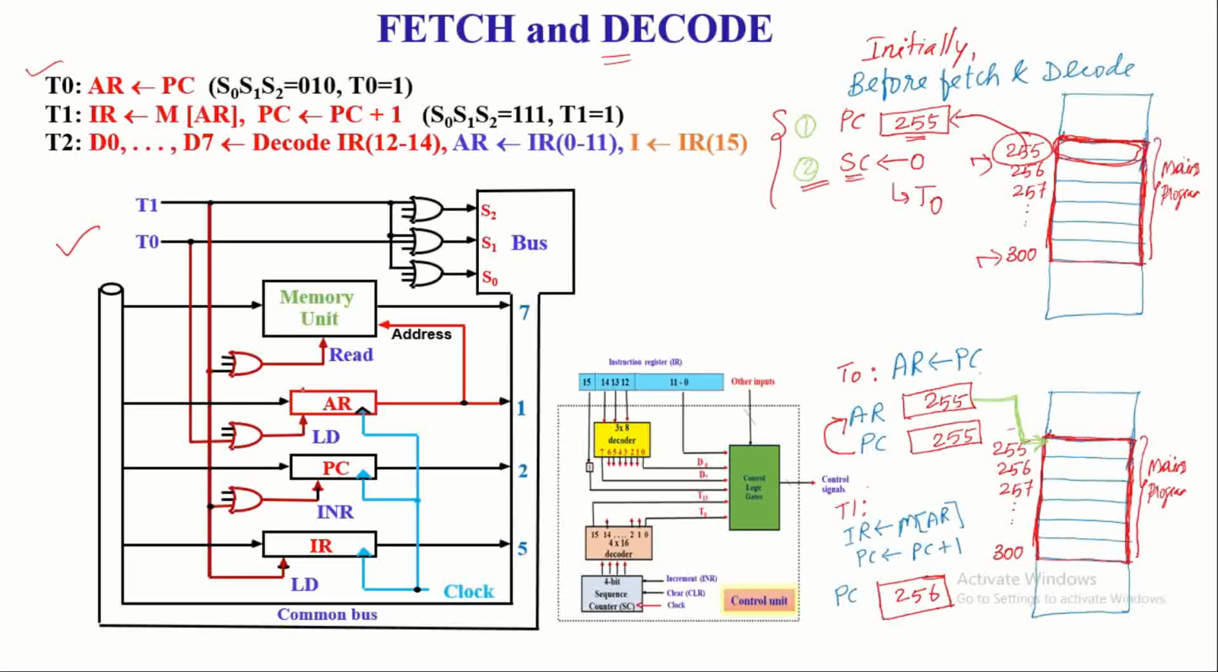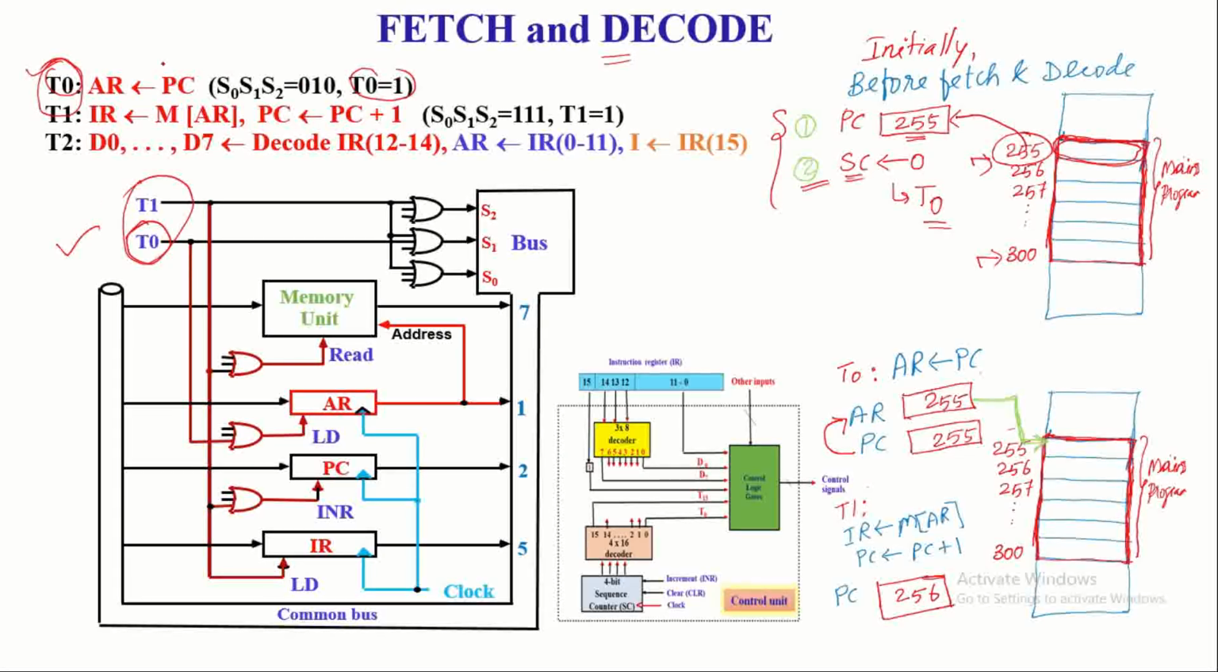This common bus system illustrates the selective portion of the common bus system that we discussed just now. Here it illustrates how the timing signals are connected to the bus, memory unit and registers which are required to perform the fetch phase of an instruction cycle. Just coming to the first clock cycle, immediately after the initialization, T0 will be active, right? The T0 timing signal will be active.